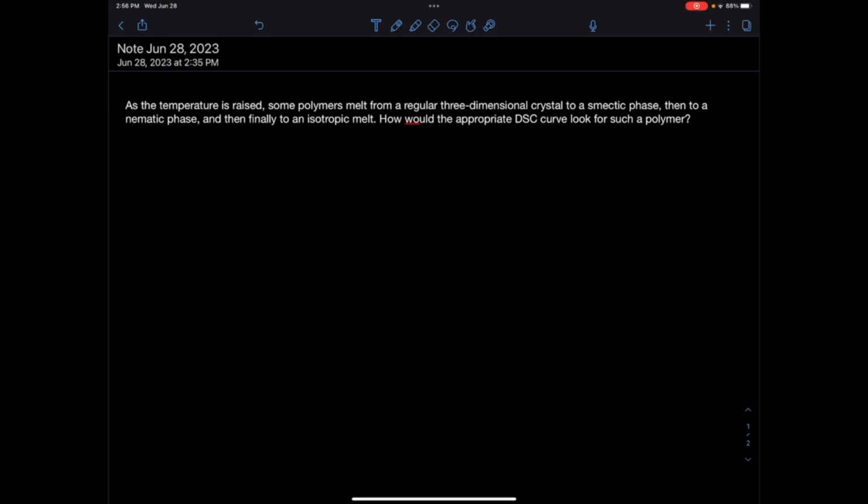So since the crystal is moving to a smectic phase and then to a nematic phase and then finally to the isotropic melt, each of these transitions is a first order transition, and so we'll get multiple endotherms, or rather three endotherms for each of these phase transitions.